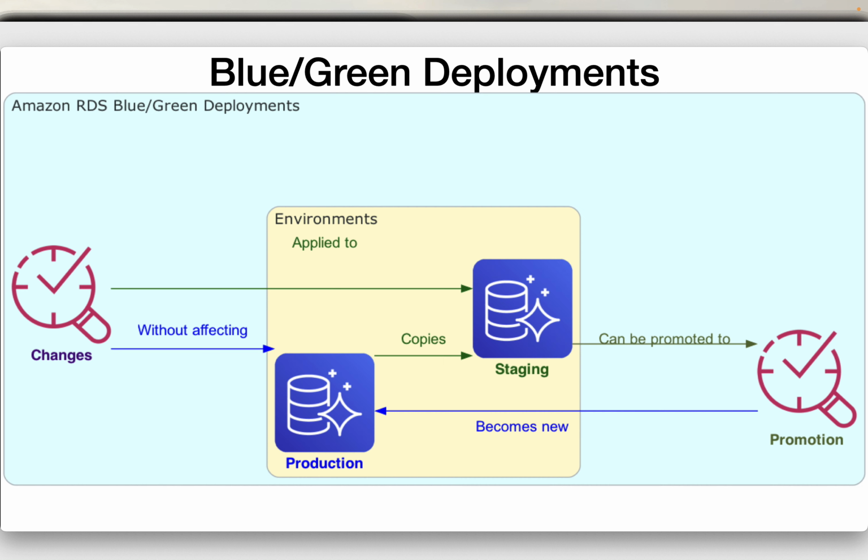So first is blue-green deployments. A blue-green deployment copies a production database environment in a separate synchronized staging environment. By using Amazon RDS blue-green deployments, you can make changes to the database in the staging environment without affecting the production environment. For example, you can upgrade the major or minor DB engine version, change database parameters, or make schema changes in the staging environment. When you are ready, you can promote the staging environment to be the new production database environment.